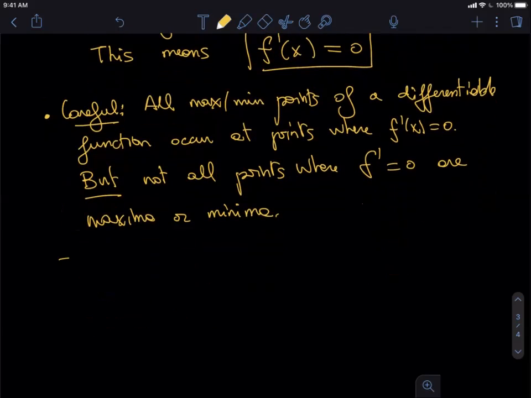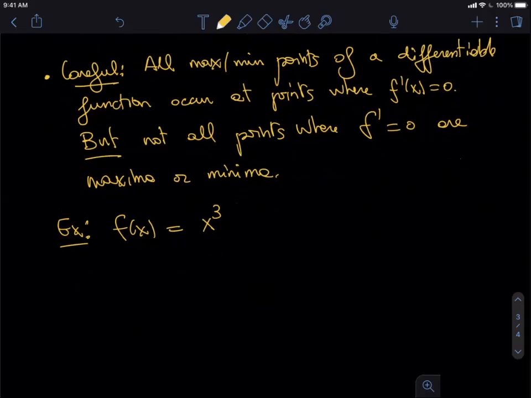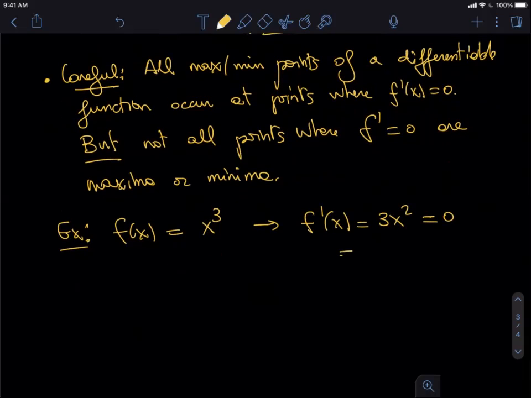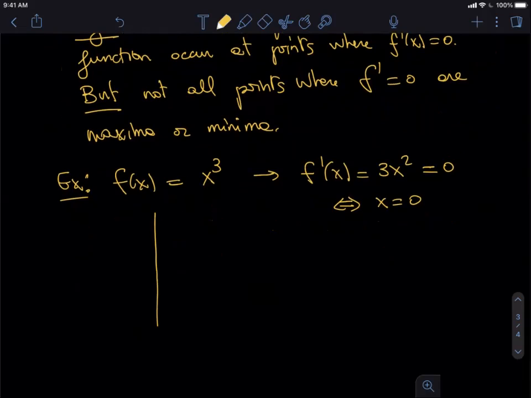Okay, an easy example is the function f of x equals x to the power 3. In this case, f prime of x is 3x squared and is equal to 0 if and only if x is 0. Okay, but let's look at the graph for a moment. At 0, it has an inflection point, but that's not a maximum, neither a minimum. Okay, in fact, this function has no maximum, no minimum. It's ever growing.